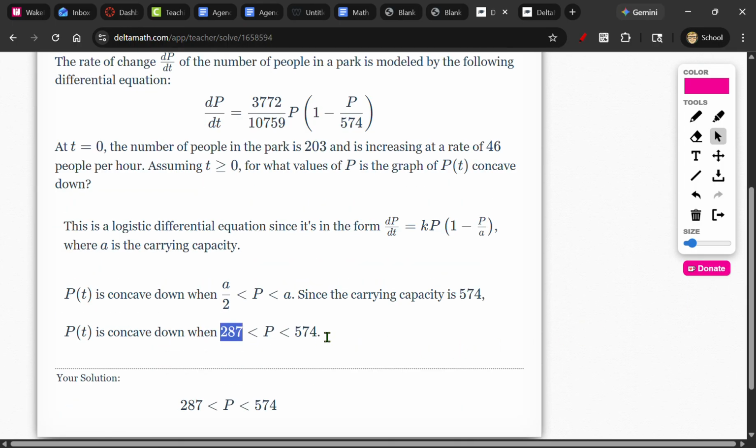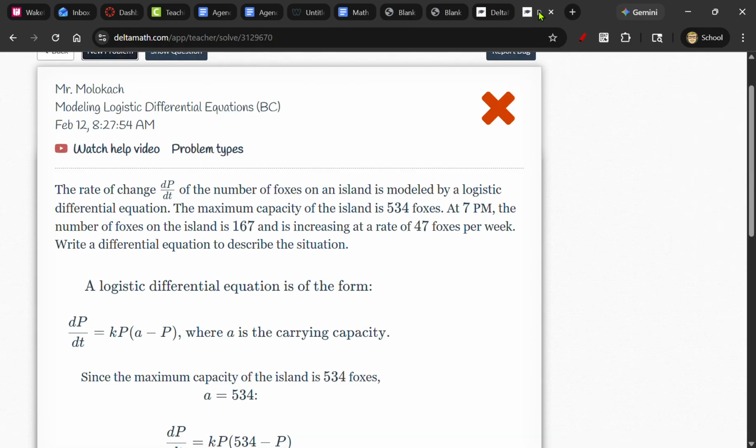Take half of your carrying capacity, in between the halfway point of the plate being eaten of food and the entire plate being eaten, then we're slowing things down, concave down. Still increasing the amount of food in your body, but you're slowing the rate down at which you're eating it. All right, we're going to finish this up with another problem where you have to write the differential equation.